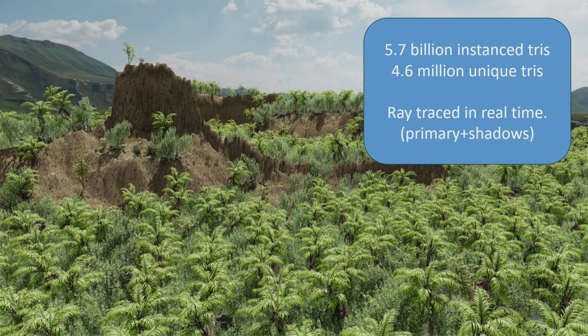I have one example here. This is a test scene compiled by one of my PhD students, Thomas. He is looking at foliage a lot. That's why you see a lot of trees. This test scene has 5.7 billion instance triangles, so the total number of triangles that you can see in this scene is somewhere around 5.5 billion.